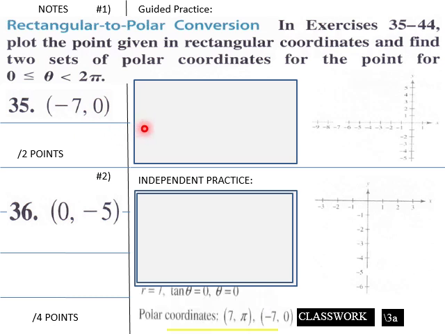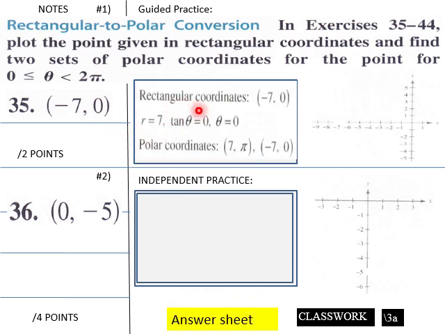Now for our rectangular coordinates, negative 7, 0, r would equal 7. Here's our length. Here would be 7. Tan theta would be 0, so theta would equal 0. So our polar coordinates in this situation, for theta equal to 0, would be 7 and then 0, and the other set would be with negative 7, 0. So our polar coordinates would be that. Do the same thing down here, students, on your independent practice.